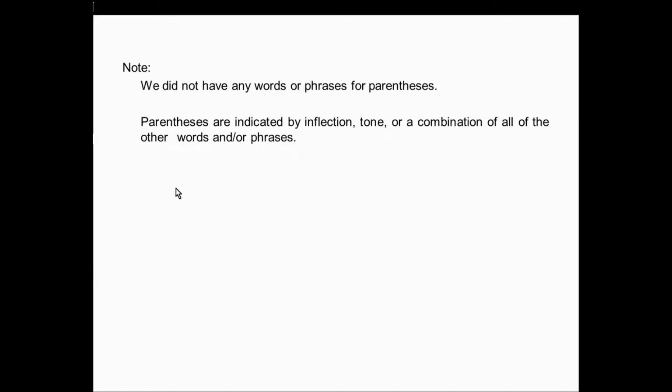Now note, we do not have any words or phrases for parentheses. Parentheses are indicated by inflection, tone, or a combination of all of the other words and or phrases. It's kind of up to you to recognize by how the statement is given whether or not you have some parentheses.